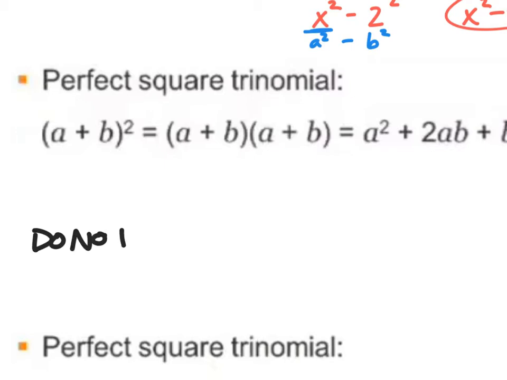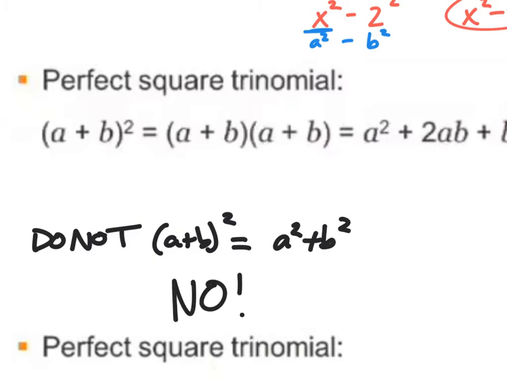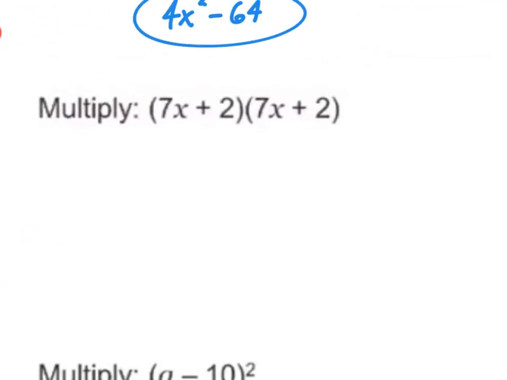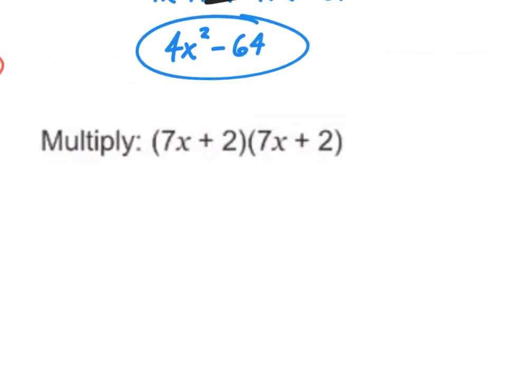So do not do this. Do not say a plus b quantity squared is equal to a squared plus b squared. No! Do not do that. Okay? That is incorrect. We have to do a plus b times a plus b. All right? So let's go ahead and just do that real quick and multiply this out.